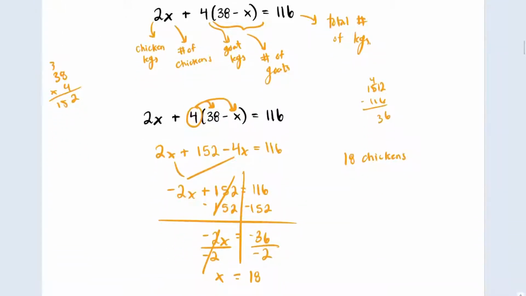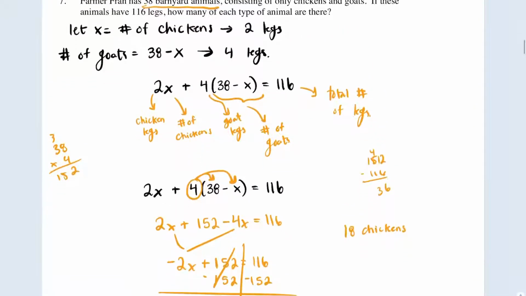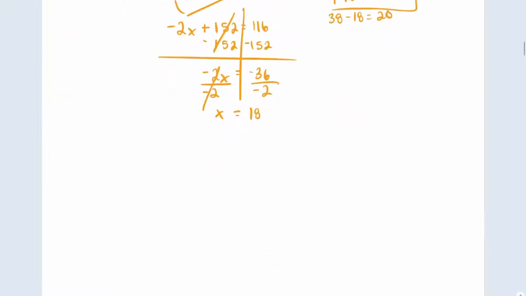And then how many goats do we have? Well, remember that there are 38 barnyard animals. So we're just going to plug in 18 for x into our equation here. 38 minus 18, and that is 20. So it looks like we have 20 goats, or not we, but Farmer Fran. Farmer Fran has 20 goats and 18 chickens.